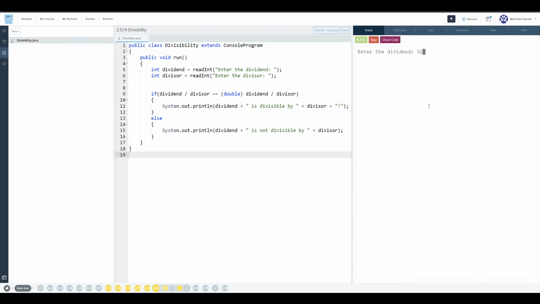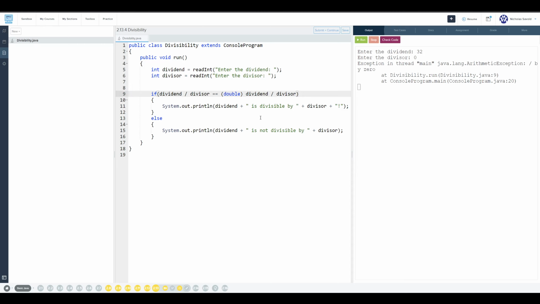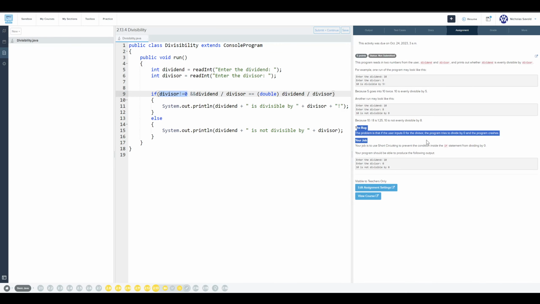Enter dividend 32. Oh no, an error because we're not short circuiting it. So if divisor does not equal 0, maybe I'll put in 32 again. And that's it. We just wanted to change the code so we had a thing to short circuit if the divisor was 0. The bug, your job is to short circuit.